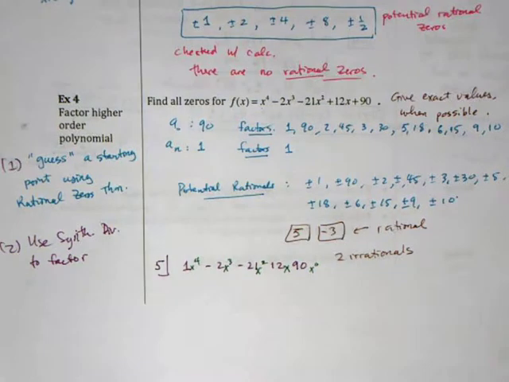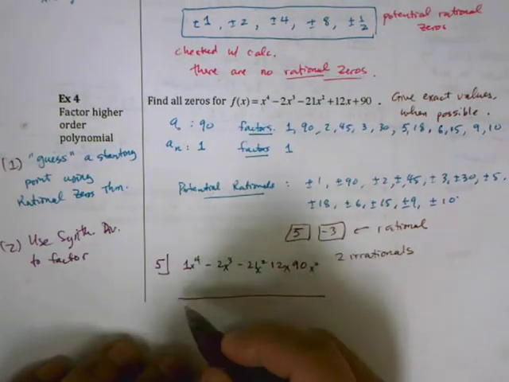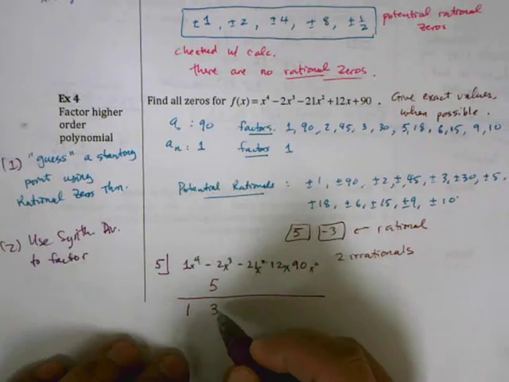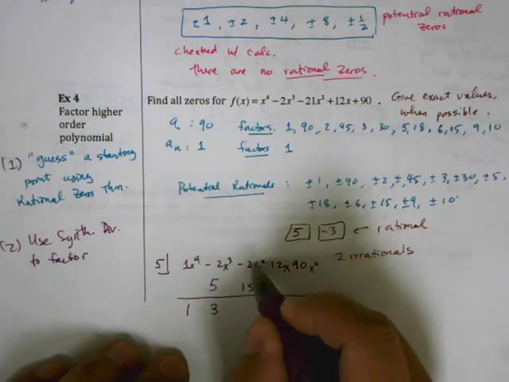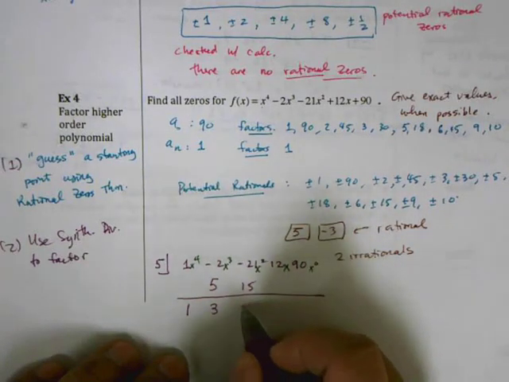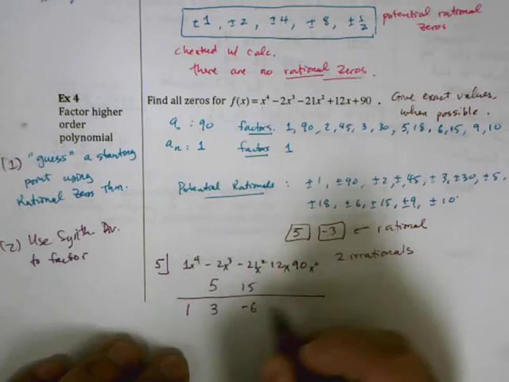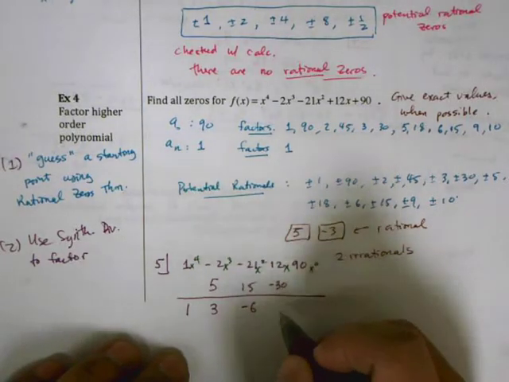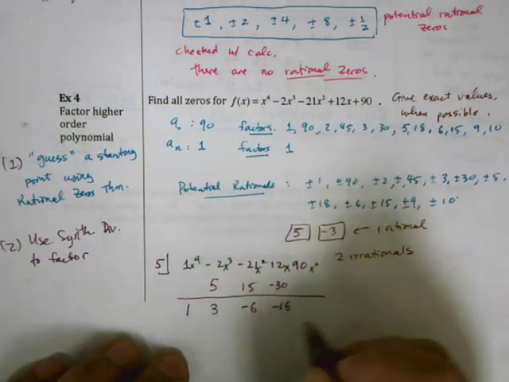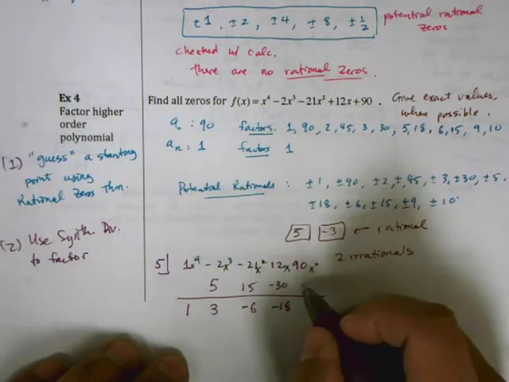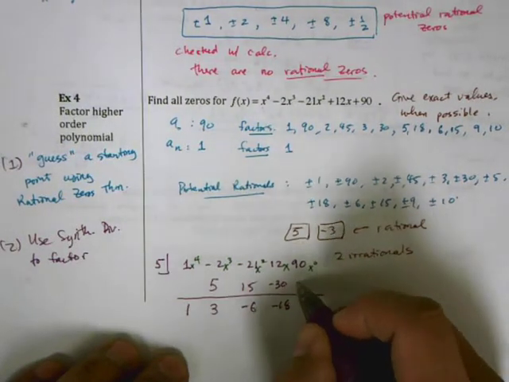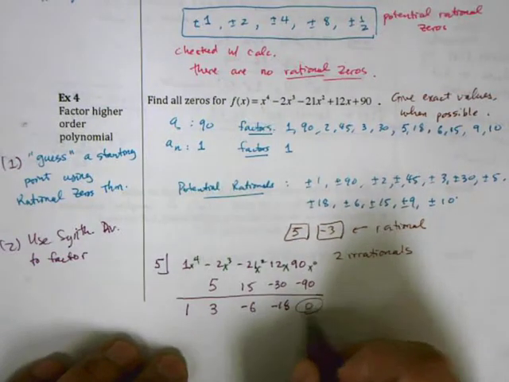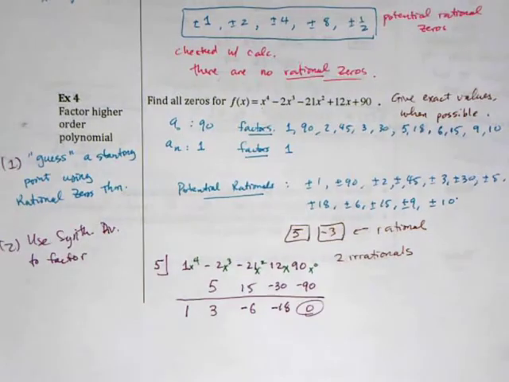All right. So now I can do this. Bring down the 1. 1 times 5 is 5. -2 plus 5 is 3. 3 times 5 is 15. -21 plus 15 is -6. -6 times 5 is -30. 12 plus -30 is -18. Sorry, -18 times 5 is -90. This is my 0 remainder, and that is very, very good.